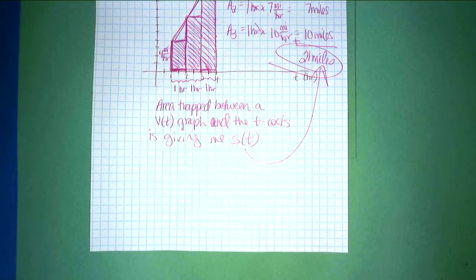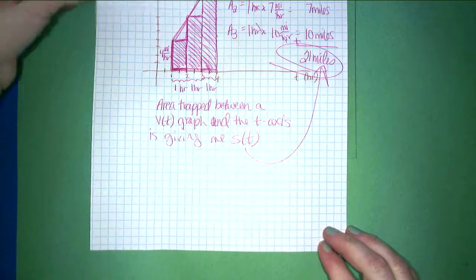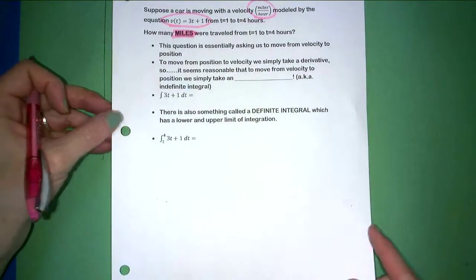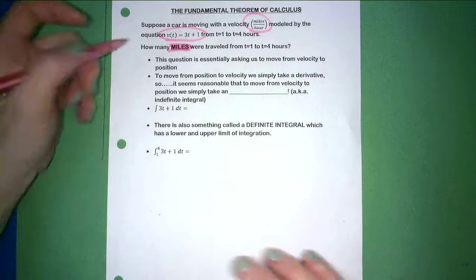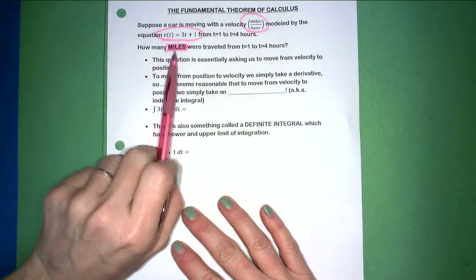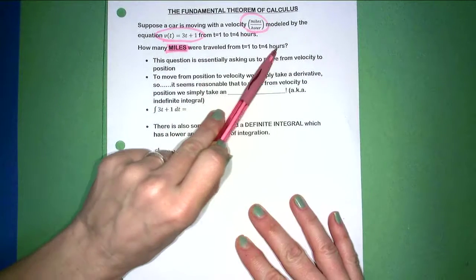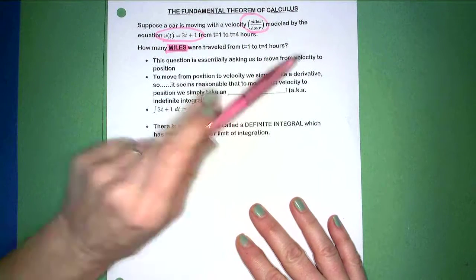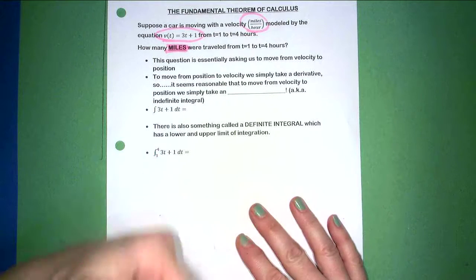Okay, so seeing that, I'm now going to go back to my worksheet that we started with, and we're going to continue on. Let's go to these bullets. Let's go back to our question. How many miles were traveled from 1 to 4? Now, we know the answer is 21. Well, not the exact answer. We know that the underestimate is 21 miles, but let's just go here.